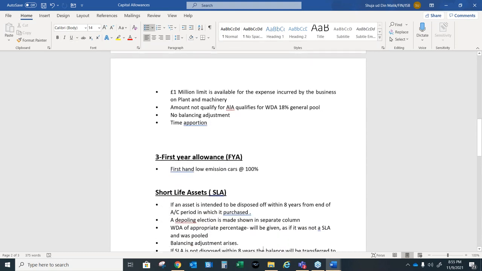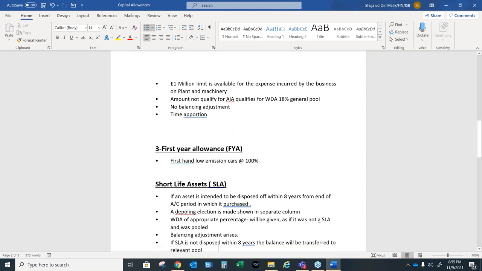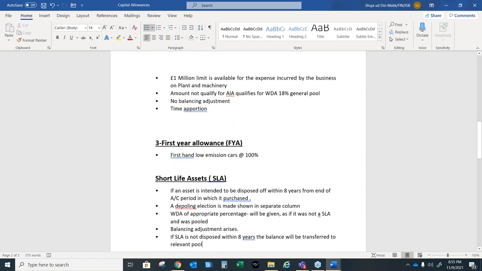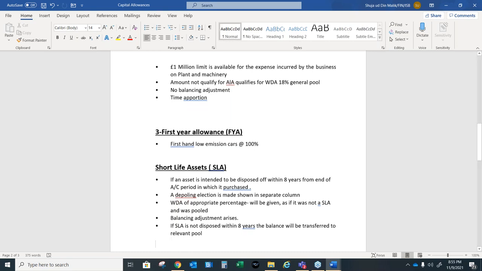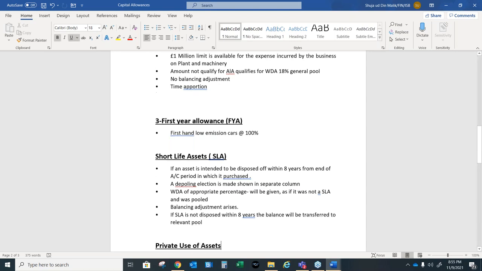First year allowance is available at the rate of 100% on low emission cars. They are going for a greener environment. They are encouraging people to go for low emission cars, and low emission cars will qualify. Whatever you spend on a low emission car, if it is a first hand car, it will qualify 100% for the first year allowance.